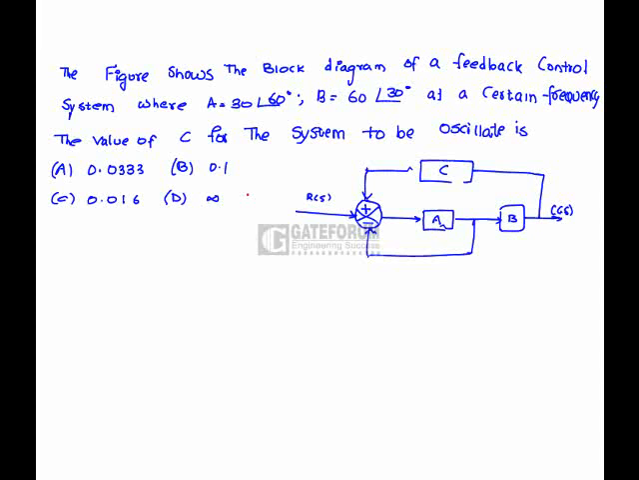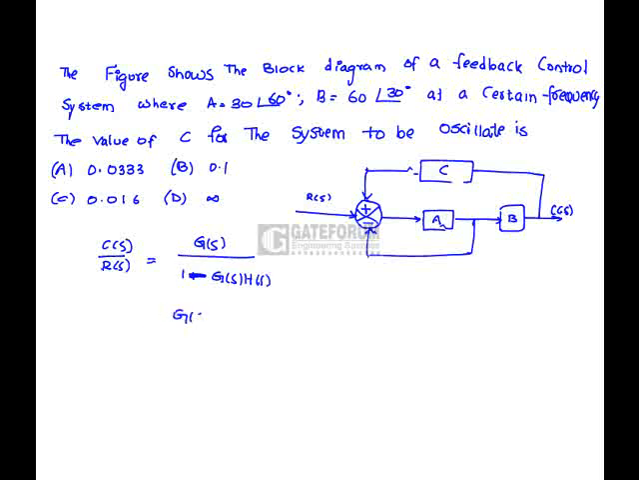The figure shows the block diagram of a feedback control system where A equals to 30 at angle 60 degrees, B is equals to 60 at angle 30 degrees at a certain frequency. The value of the block C for the system to oscillate is. So in order to decide the value of C, we have to first of all find out the closed loop transfer function, that is C of S by R of S. If we find, we will get it as G of S by 1 plus G of S H of S.